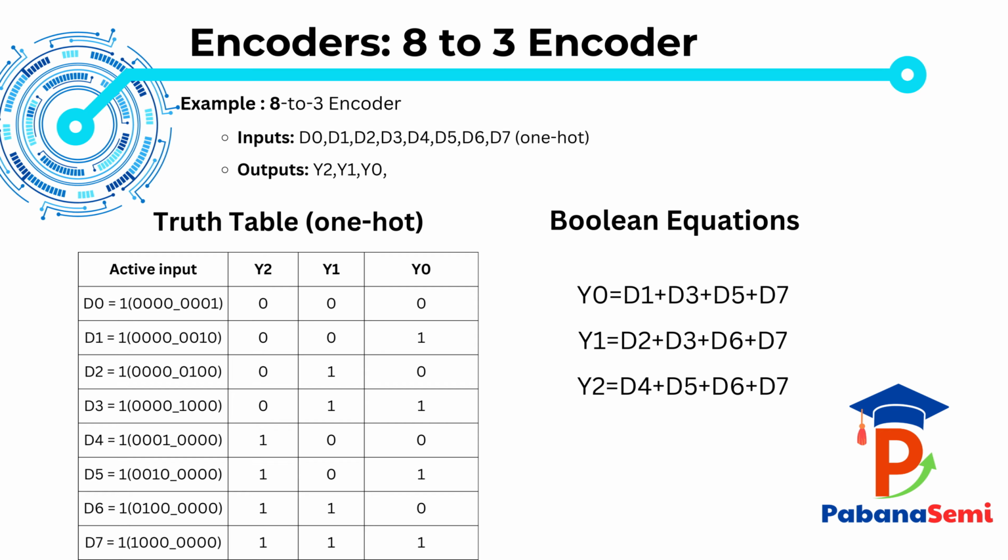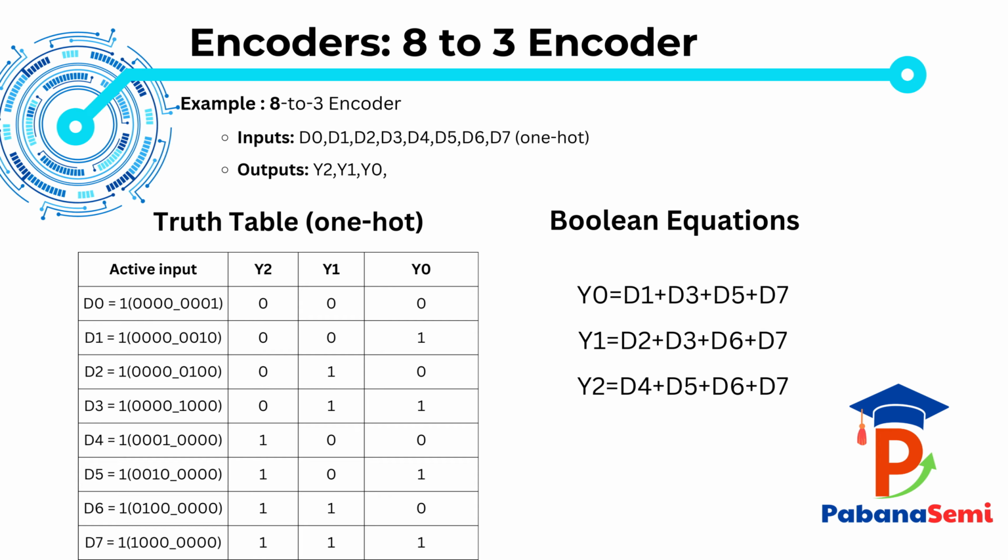From the one-hot truth table, we can directly write the Boolean equations for each output bit. Y0 is 1 for odd-numbered inputs, D1, D3, D5, and D7. So Y0 equals D1 plus D3 plus D5 plus D7. Y1 is 1 for inputs 2, 3, 6, and 7. So Y1 equals D2 plus D3 plus D6 plus D7.